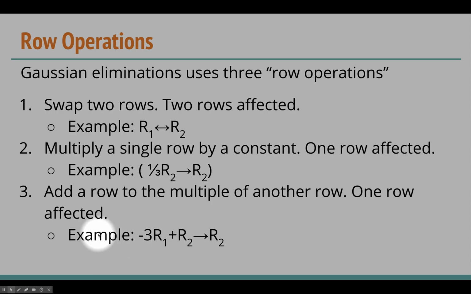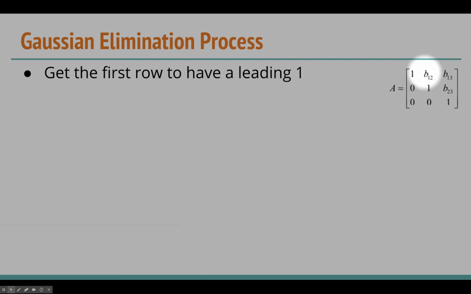That one's a little bit harder to see why it works that way, but trust me, that works out just fine as long as you do the arithmetic here. We'll do an example here in a moment, but those are the 3 row operations. There's only 3 of them. Anytime you start engaging in this Gaussian elimination process, you're going to use one of these row operations at a time. So here's the process that we're going to undertake. First, we're going to get the first row in the upper left position to have a leading value of 1.